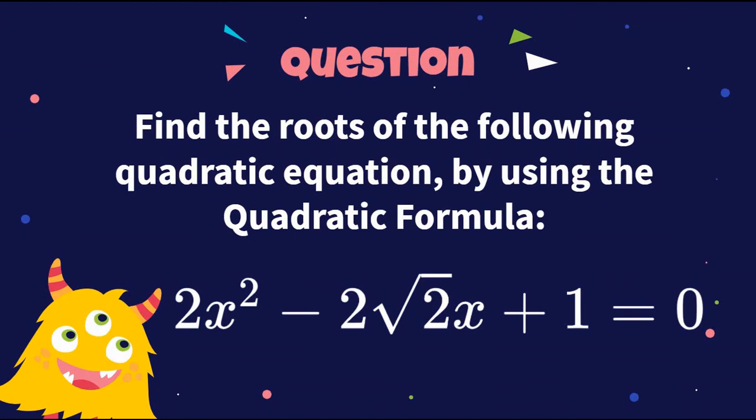So let's take a quick question on this quadratic formula so that we become better at this concept and I can show how simple it is to use this formula. Here we have to find the roots of the following quadratic equation by using the quadratic formula. In this entire chapter we are just using different types of methods to get the roots of a quadratic equation. So let us look at the equation that has been given to us. It is 2x square minus 2 root 2x plus 1 is equal to 0. This is the equation that is being given to us.